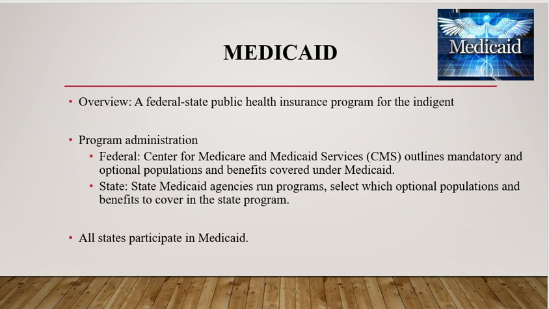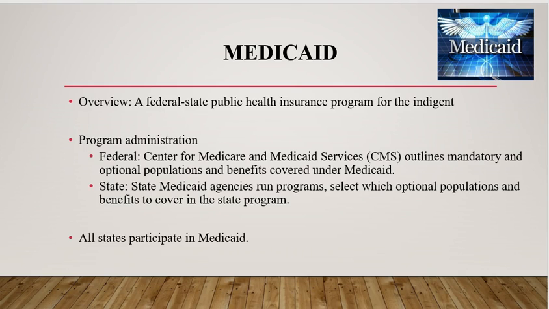Now, I do want to mention that Medicaid and Medicare are entitlement programs. So if you remember the terms noted on the last slide, something to remember is that Medicaid and Medicare are entitlement programs, while CHIP is a block grant program. So Medicaid is the country's federal-state public health insurance program for the indigent. It is also jointly designed and operated by the federal and state governments.